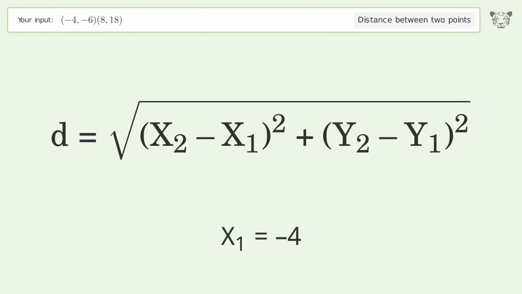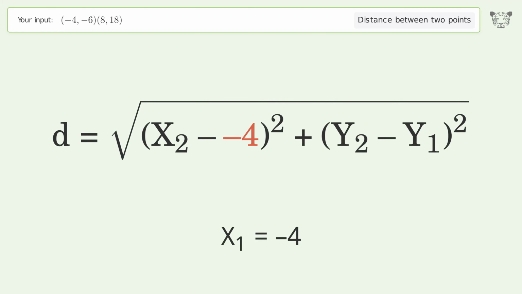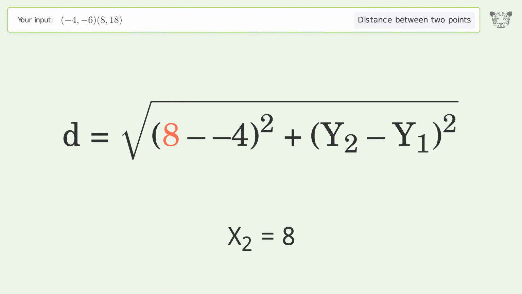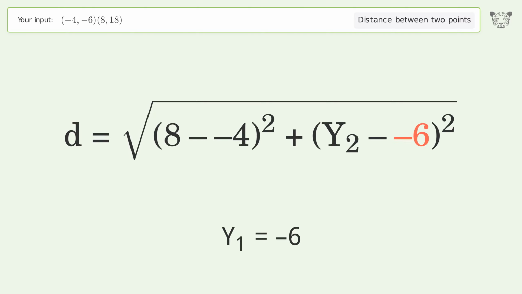x1 equals -4. x2 equals 8. y1 equals -6. y2 equals 18.